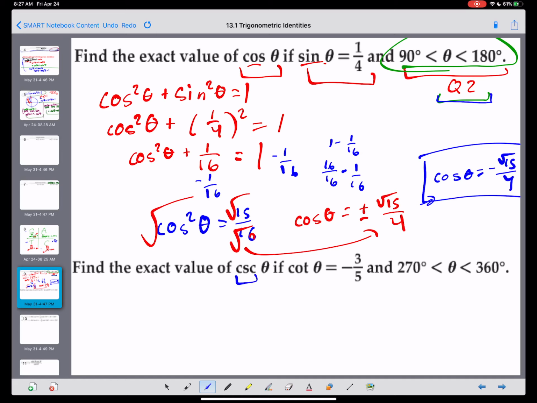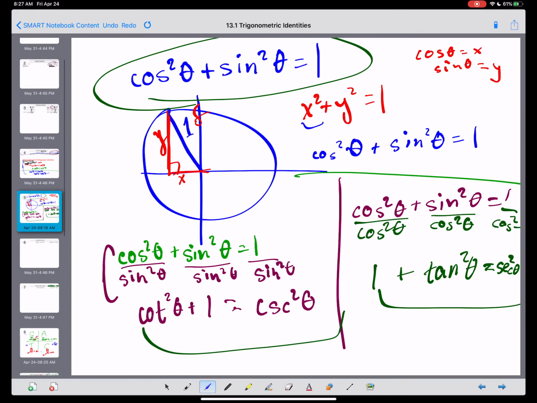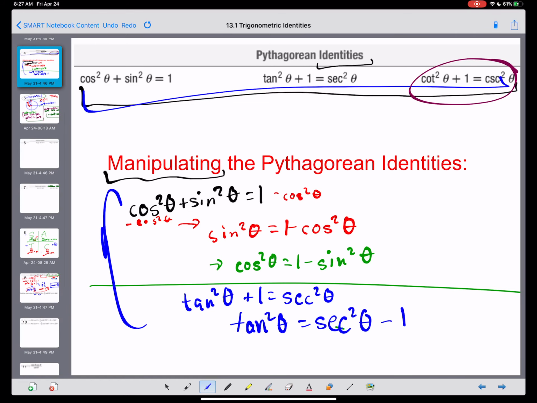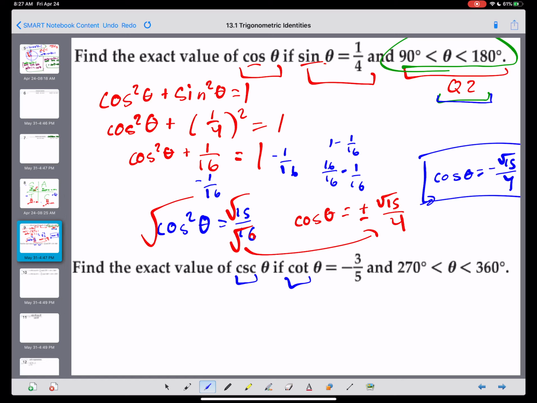Okay, here I have cosecant versus cotangent. So I'm going to look at which one of these theorems has both cosecant and cotangent. Well, it's the Pythagorean. Knowing my Pythagorean, I know it's cosecant squared theta plus cotangent squared theta is equal to 1. Oh no, that's totally wrong. Sorry, it's actually going to be cotangent squared theta plus 1 is equal to cosecant squared theta. Sorry about that.